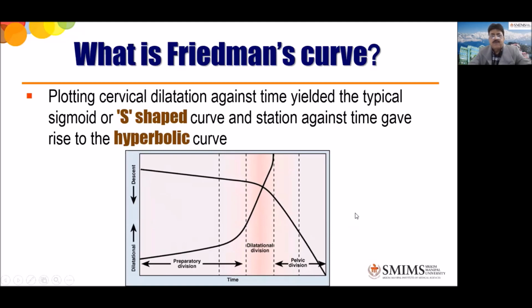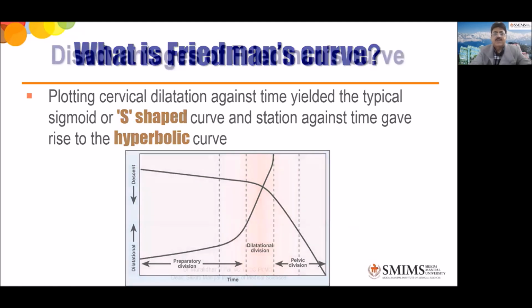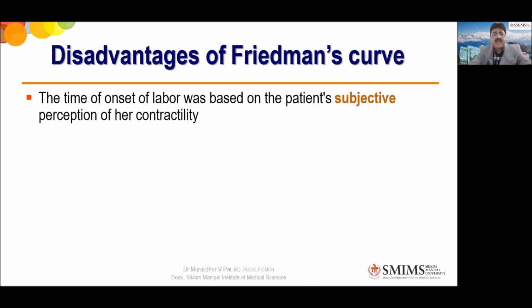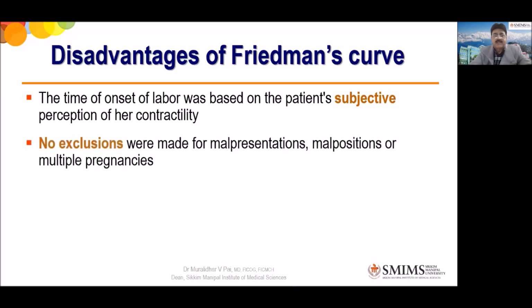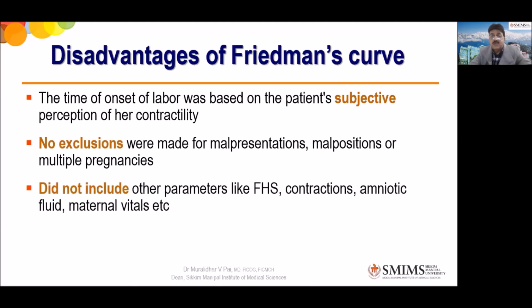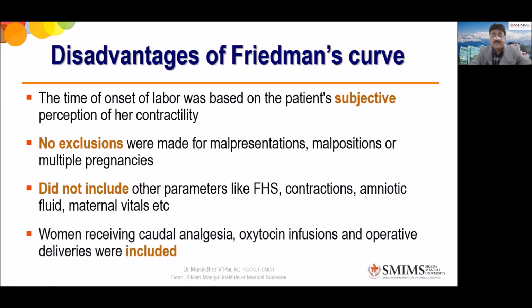This was good for a long time, but it has its own problems. What are the problems? The time of onset of labor was based on the patient's subjective perception of her contractility, so it is very, very difficult to monitor that. No exclusions were made for malpresentations, malpositions, or multiple pregnancies. It did not include other parameters like fetal heart rate, contractions, amniotic fluid, maternal vitals, etc. Women receiving caudal analgesia, oxytocin infusions, and operative deliveries were included. That would complicate the issue.